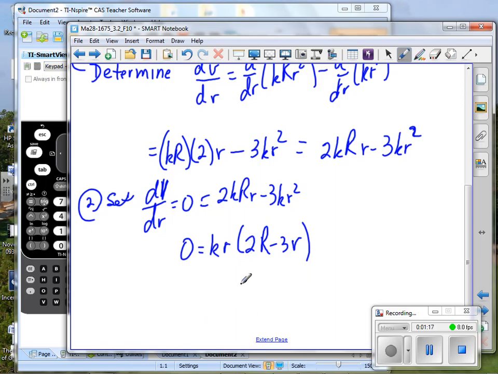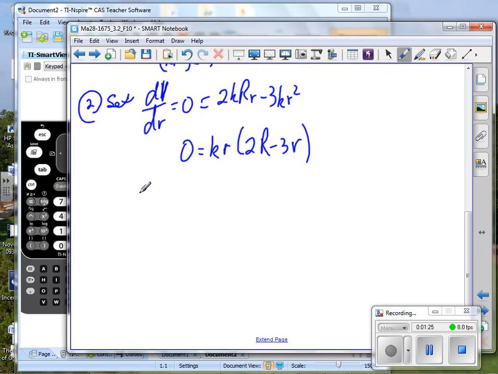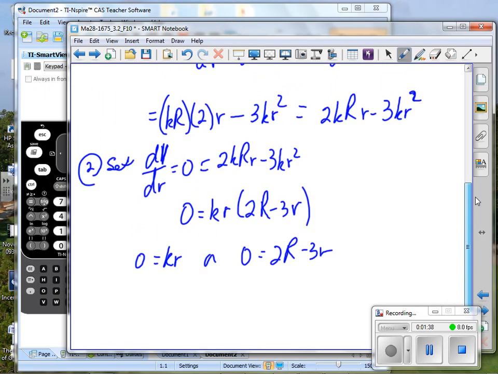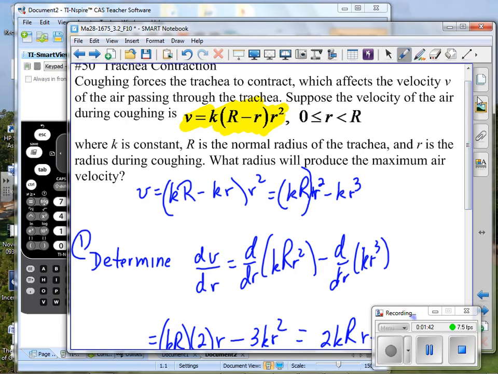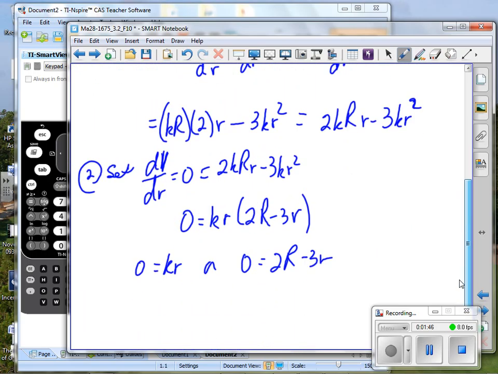So now we've got 2 factors set equal to 0. What do you know about 2 factors set equal to 0? One has to be 0. So, what am I trying to find? I want to find what constricted radius is going to produce the maximum air velocity.